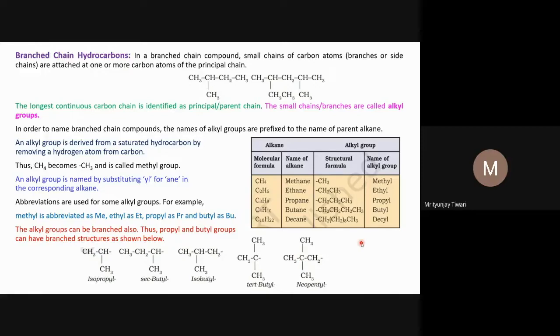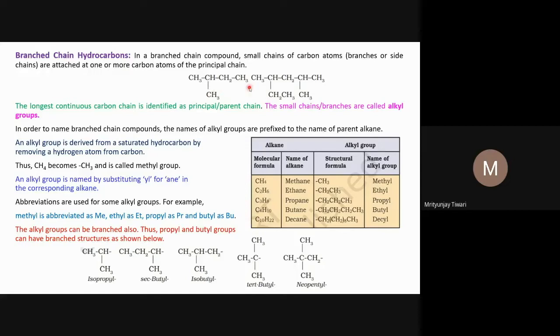So in branched chain hydrocarbons, to name them, we have to identify first what is the root chain or the main chain and what is the branch or the side chain. To understand that, we have to identify first the longest continuous carbon chain. And this longest continuous carbon chain is called the principal chain or parent chain or the root chain or the main chain, whatever you can say. And then some small branches are there at different carbon atoms, and these small chains are called alkyl groups. They are named as alkyl groups, and why are they named as alkyl groups?